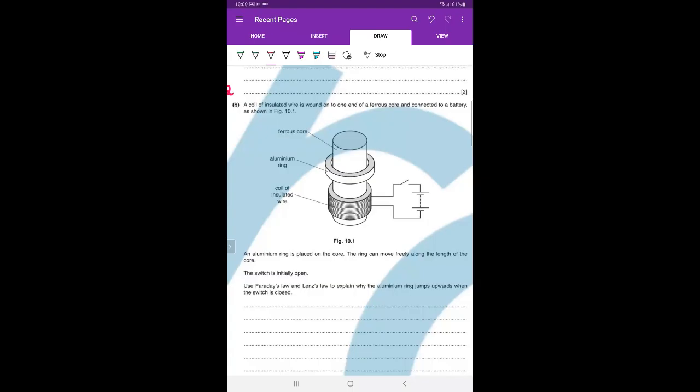A coil of insulated wire is wound onto one end of an iron core and connected to a battery as shown. So look carefully. You have a power supply and you have a coil. It is wound up over the iron.